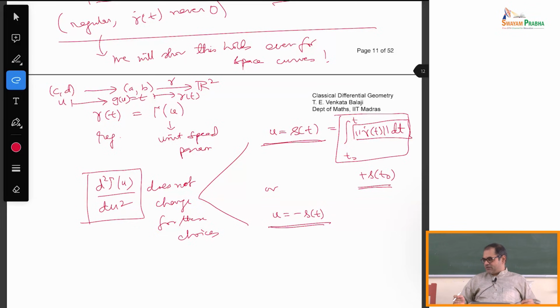All right, so in any case, from this it's more or less clear that your definition of curvature has got nothing to do with parametrization. The only reparametrization that you can have is arc length or negative of the arc length, and if you do that, the second derivative will not change. So this is one proof that the definition of curvature has got nothing to do with your parametrization. It depends only on arc length.